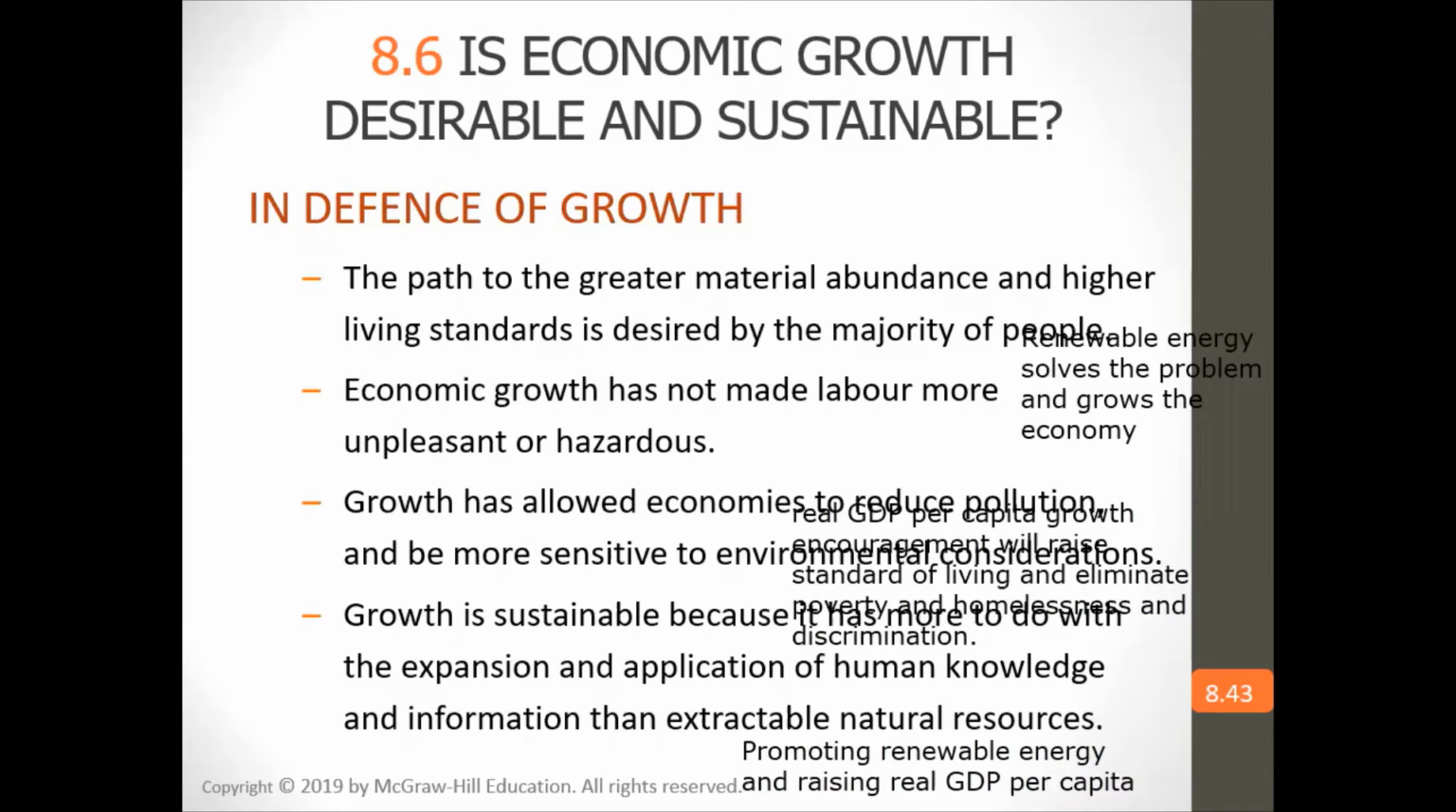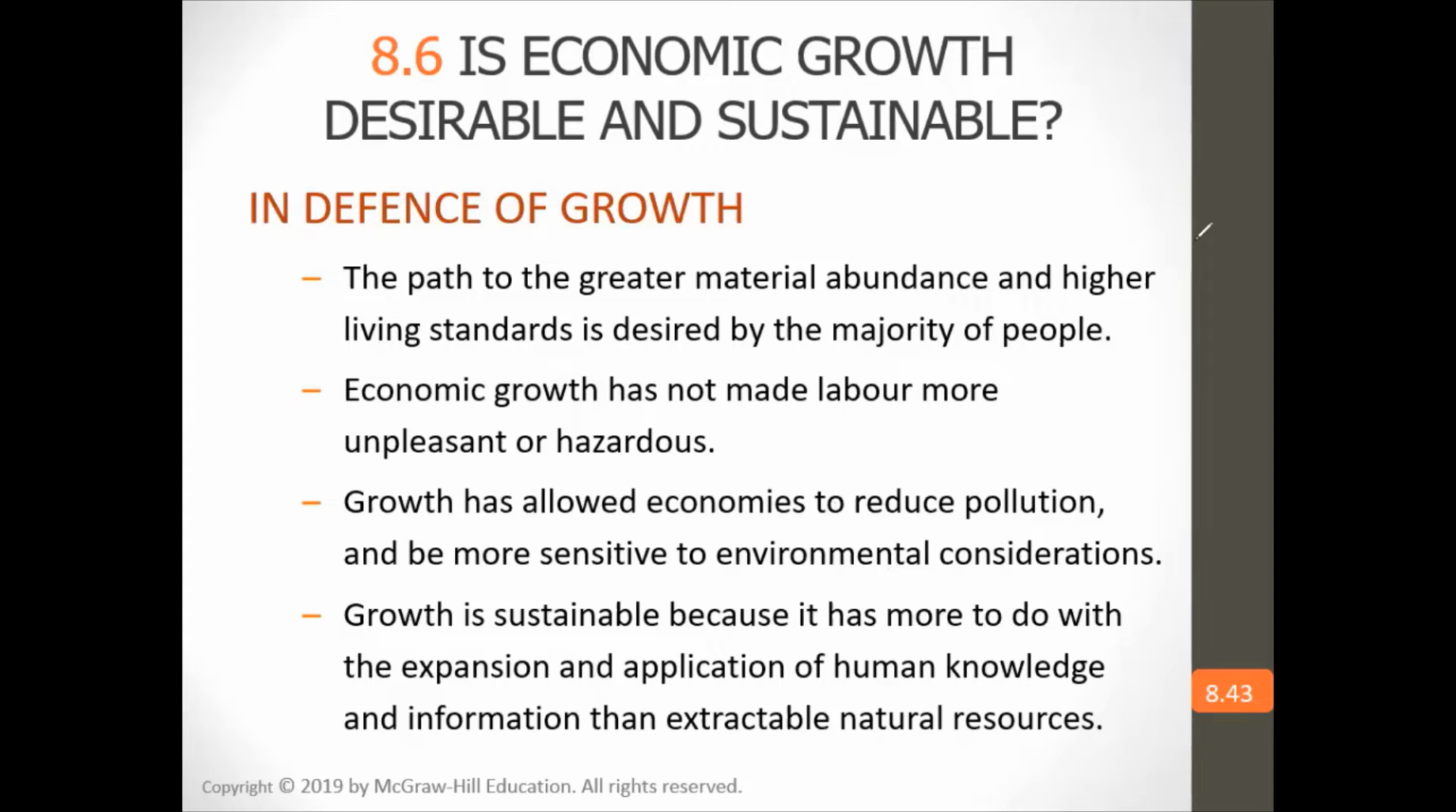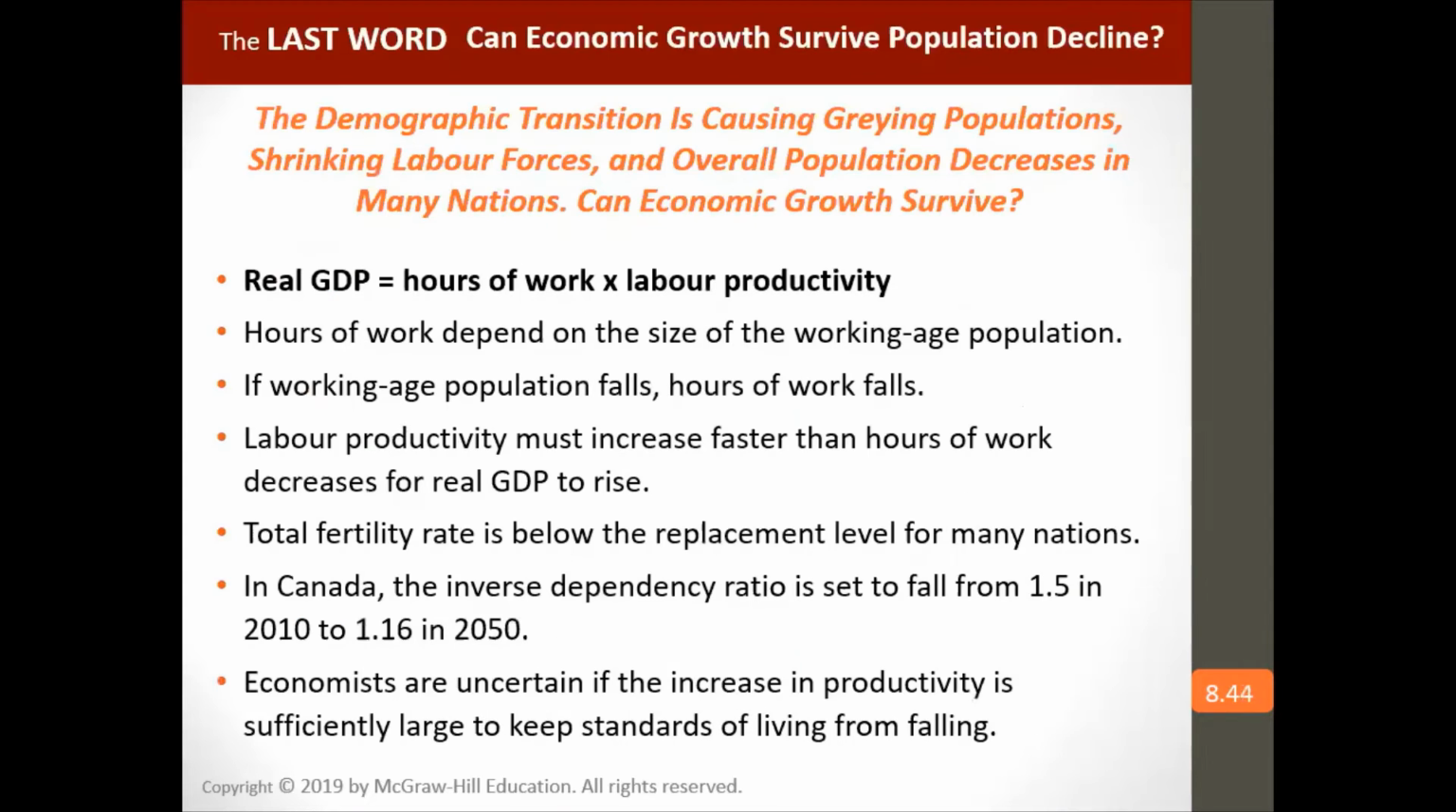And then growth is needed because we have better living standards, more stuff, reduced pollution. We do have reduced pollution with growth when there's renewable energy. And then we're being more efficient with our resources when there's growth because we're allocating them effectively. So yeah, it's very important.